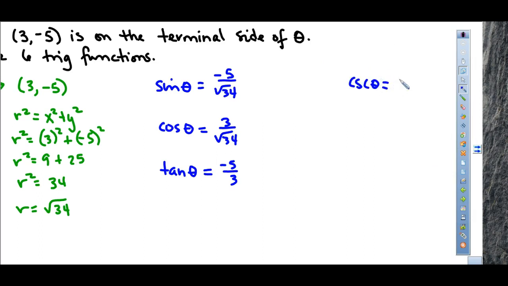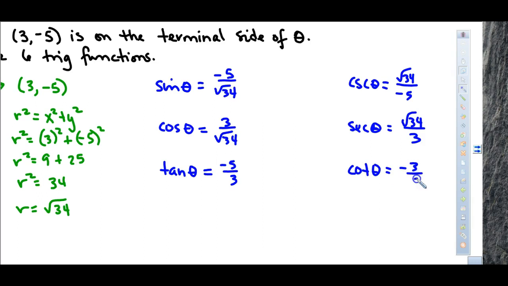Cosecant, we're going to flip sine. Secant, we're going to flip cosine. Cotangent, we're going to flip tangent. After I do my flips, that's when I come back and rationalize denominators. It's easier to flip before you rationalize.